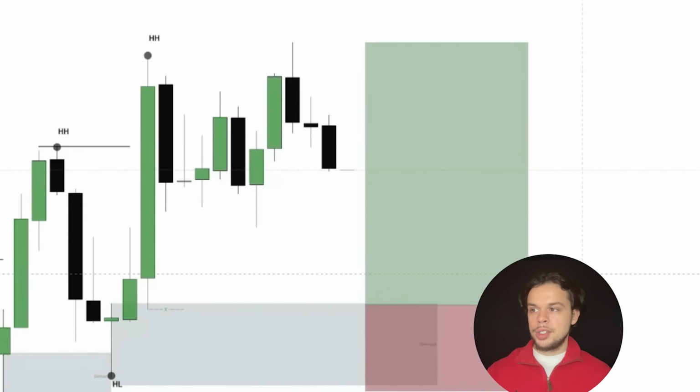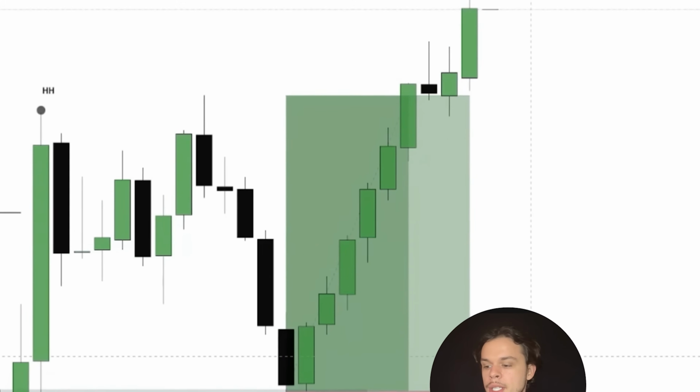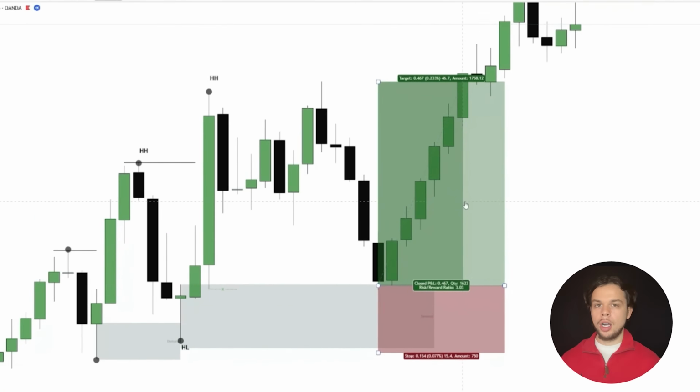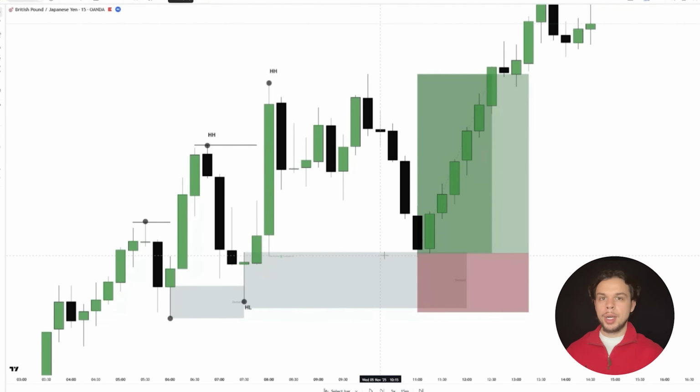So now if I play price, you will see price come back into that demand zone, mitigate into it, and then target our next higher high. And we would have banked 3R on that setup. So as you can see, combining market structure with supply and demand, and then combining that with our candlestick formation can give us a very nice high probability trade setup.